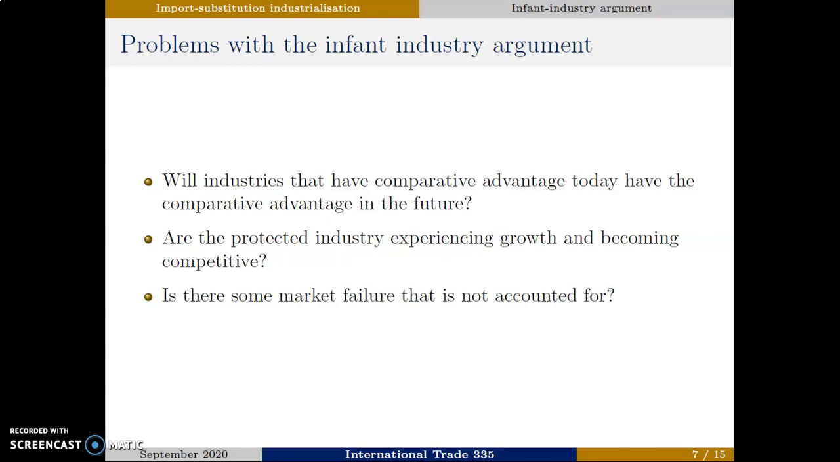Second question, are the protected industries experiencing growth and becoming more competitive? Protection should not just be given for protection's sake. The ultimate aim is economic development, and it should be asked if this is achieved. Third, is there another market failure that is causing the industry not to thrive? For example, if it is a profitable industry, why is it not already competing? Two prominent discussions of this market failure in developing countries are imperfect financial markets and appropriability that we will discuss later.